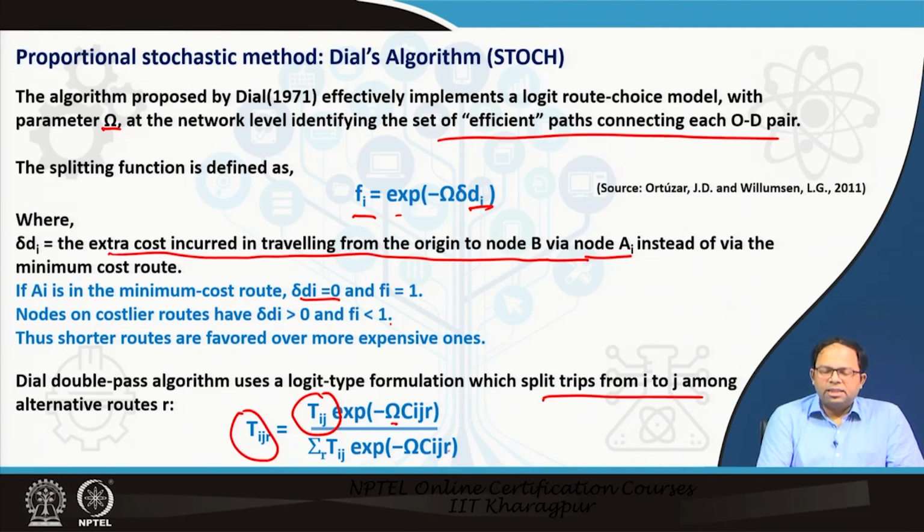So between i and j, for all the routes, whatever is the cost, e to the power that particular cost function, that extra cost function, is being put in the denominator. These are all the routes, and this is only for one route. So this is how we split the different trips. This is a logit type of formulation. These formulations we have also looked at in other cases, when we used probability equations to determine how many people would be choosing which alternative. So we have seen similar kinds of equations earlier as well.